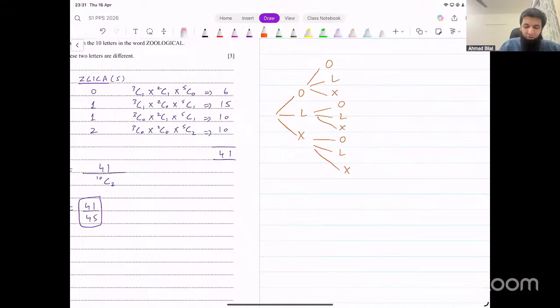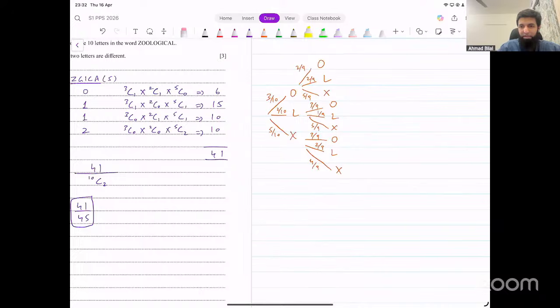The first time you select an O, what's the probability? 3 out of 10. L, 2 out of 10. Remaining letters, 5 out of 10. The second time you select an O, if you already selected O the first time, it'll be 2 out of 9, sorry. Then 2 out of 9 and 5 out of 9. And then similarly here, after L, 2 out of 10, you got 1 out of 9 here, and 3 out of 9 here, 5 out of 9 here. If you selected one of the other letters earlier, this will be 4 out of 9, and the others will be 3 out of 9 and 2 out of 9. And what are the possible cases in which you get different letters?